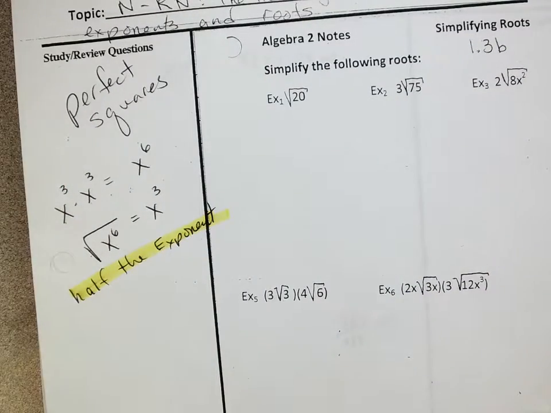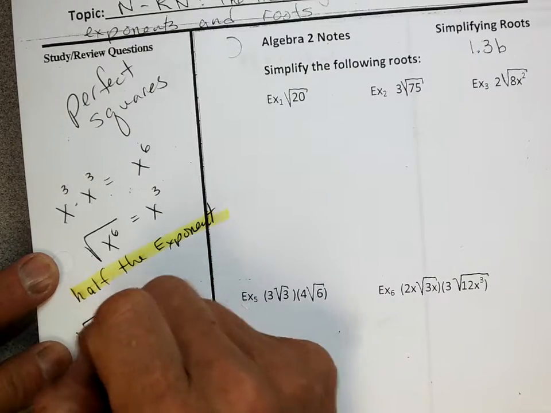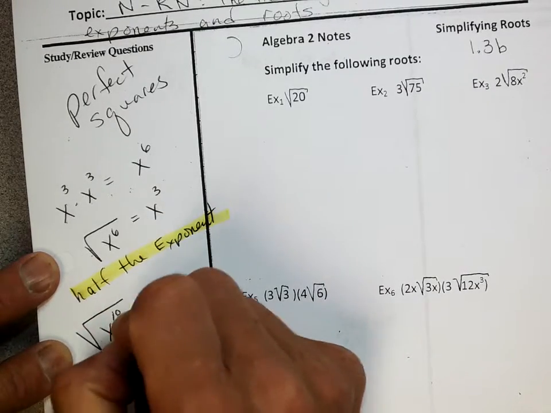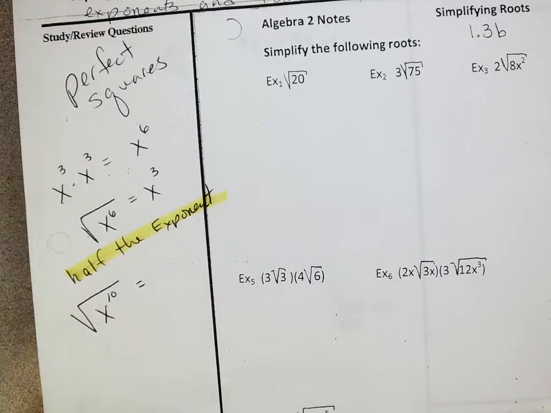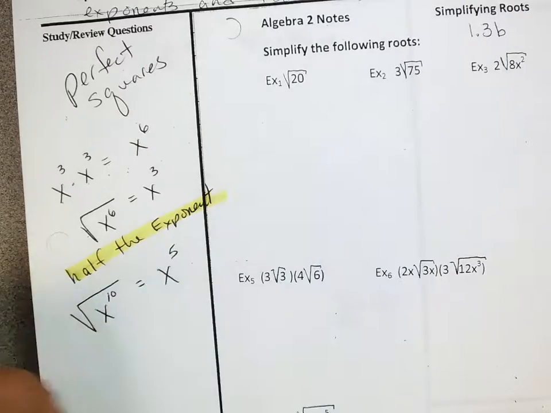As another example, if I did the square root of x to the 10th, the answer is what? Come on, you guys. x to the 5th, right? So we just take half the exponent. Okay, everybody all right with that? Thumbs up. Does that make sense? And the reason is because we know x to the 5th times x to the 5th has to be x to the 10th.